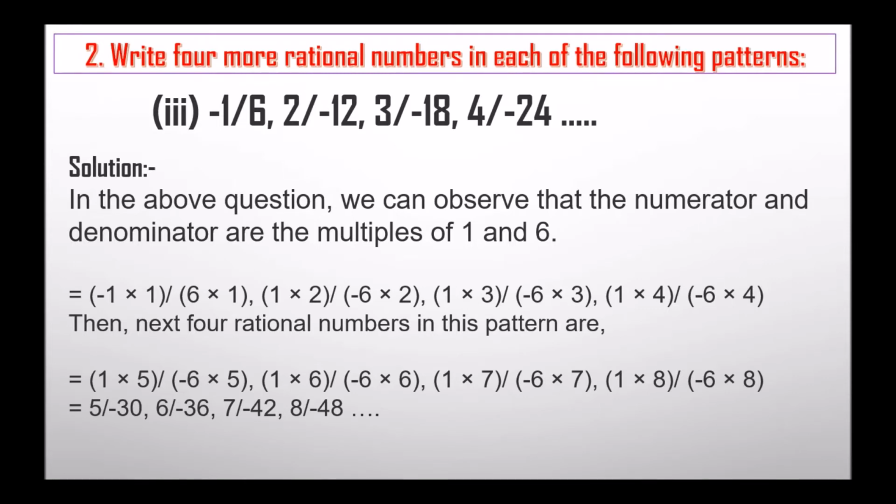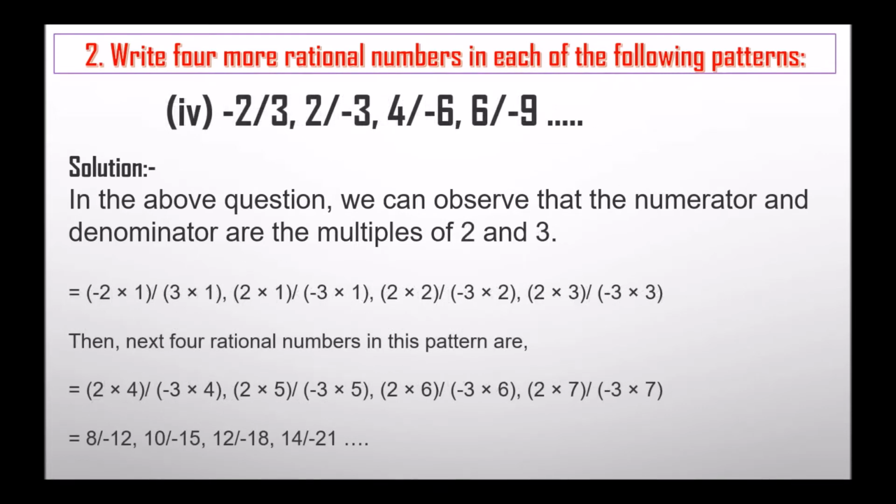Then the next 4 rational numbers in this pattern are 1 into 5 upon -6 into 5, that is 5 upon -30. 1 into 6 upon -6 into 6, that is 6 upon -36. 1 into 7 upon -6 into 7, that is 7 upon -42. 1 into 8 upon -6 into 8, that is 8 upon -48.